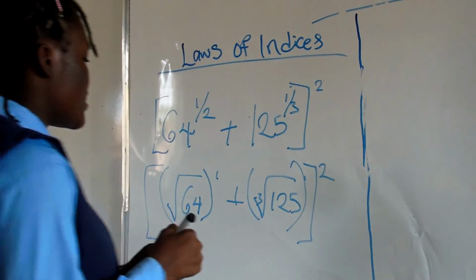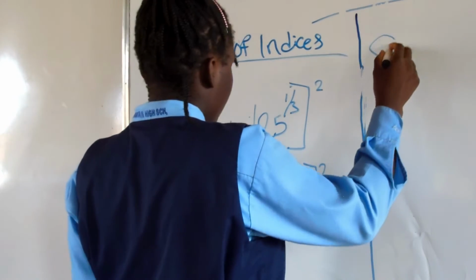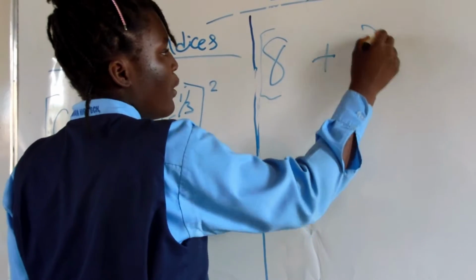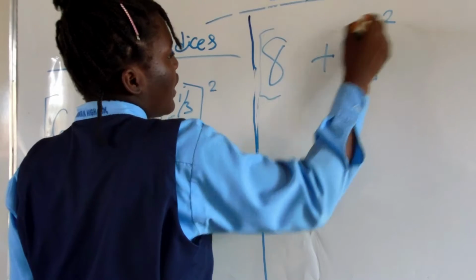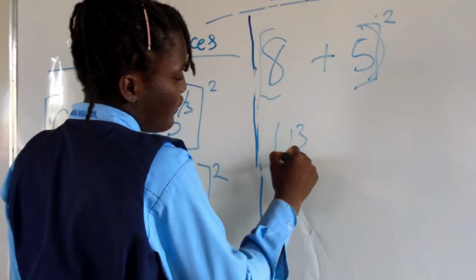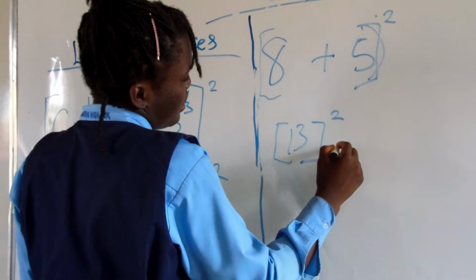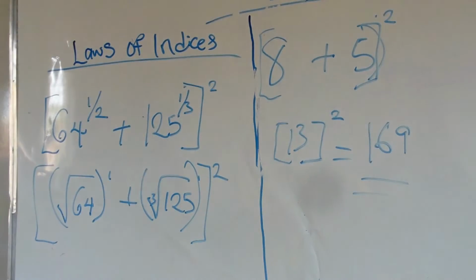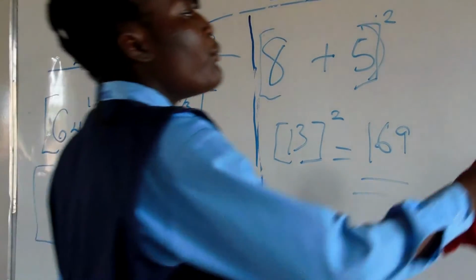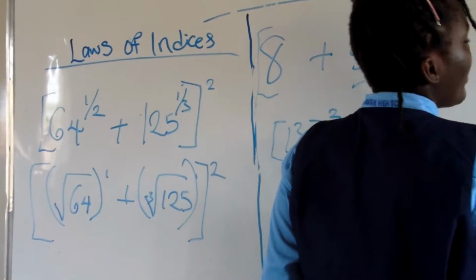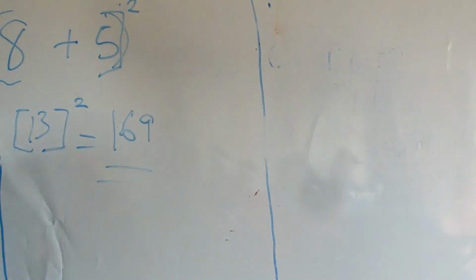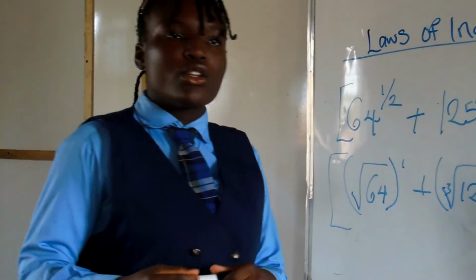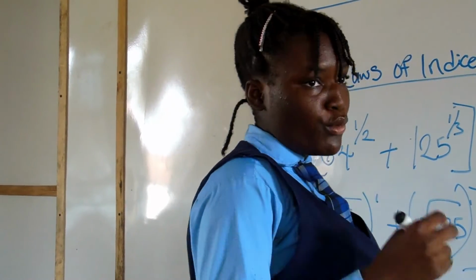Now the square root of 64 is 8, and the cube root of 125 is 5, all raised to the power of 2. Now 8 plus 5 is 13, so now we have 13 raised to the power of 2, which is equal to 169. So now I'm going to solve another example, but I want to use this example to tell us something. While I was studying these laws of indices, even when our teacher taught us, I discovered something and I would like to let other people know it too.